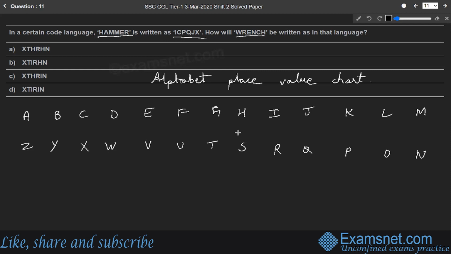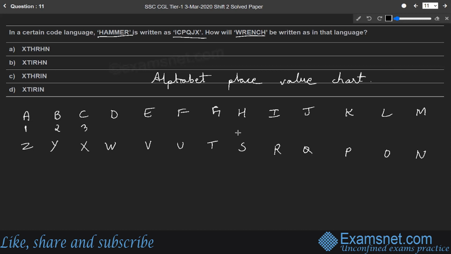You can see that we have written all the alphabets. Now what we have to do is write their positional value. What is the positional value? Positional value means the place value of all the alphabets. For example, A comes in the first place, so the positional value of A is 1. B comes in the second place, so the positional value of B is 2. Similarly, C comes in the third place, so the positional value of C is 3.